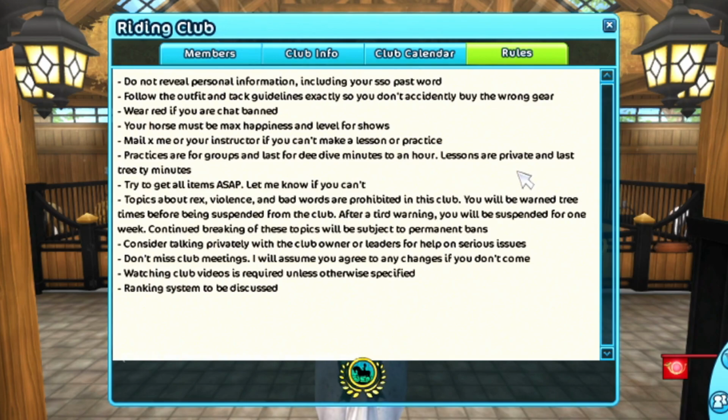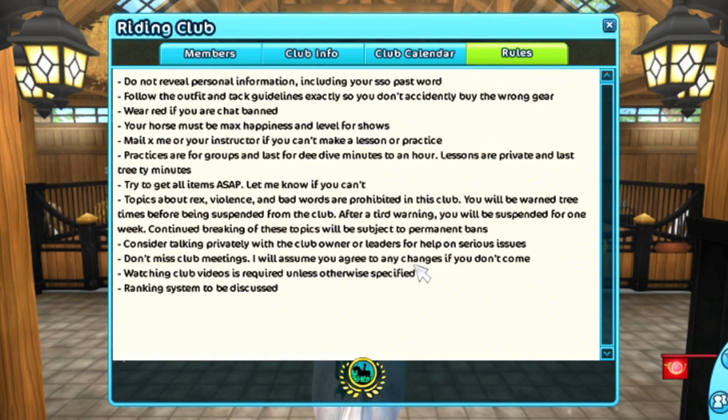The next rule is consider talking privately with the club owner or leaders for help on serious issues. The reason for this is we want to make sure that you are getting the proper attention and help that you need, because not every club member is equipped and knows how to talk to members that need help on serious issues. The next rule is don't miss club meetings.